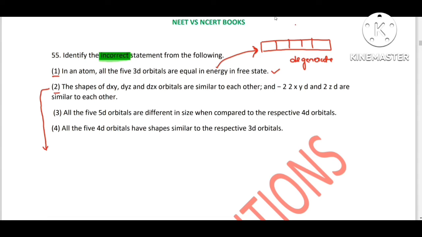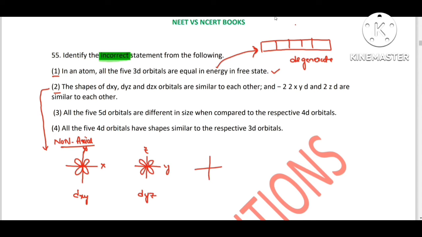Now let us discuss statement 2. The shapes of dxy, dyz and dzx orbitals are similar to each other. Now let us see the structures of dxy. These dxy, dyz and dzx orbitals are non-axial. Why? Because the lobes are present between the axes, not on the axes X and Y. Now let us say this is XY. Now let us see the YZ. This is Y and Z. The lobes are present in this way. This is called the YZ.